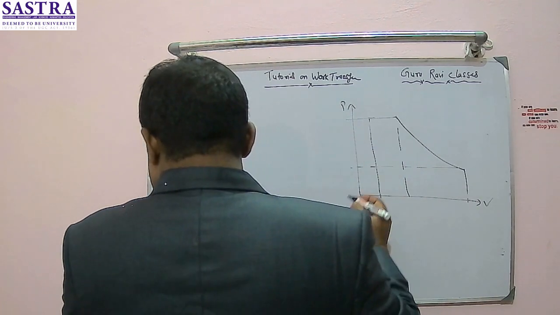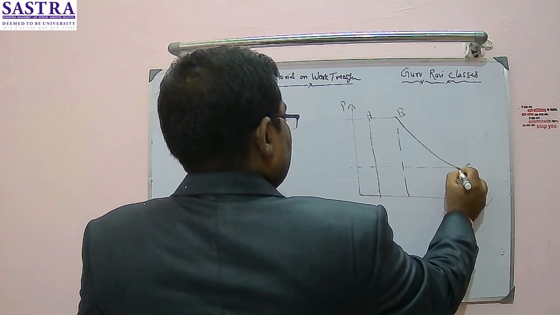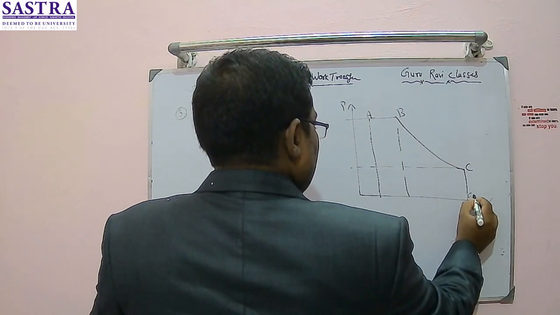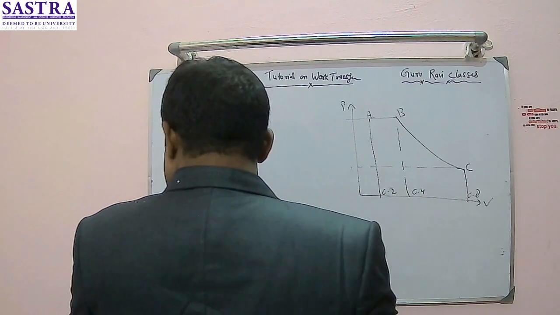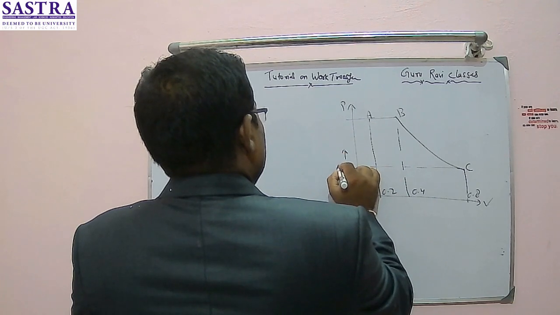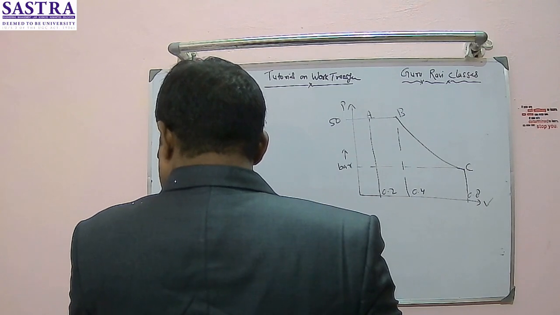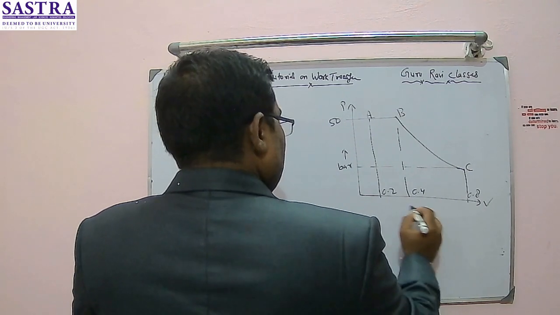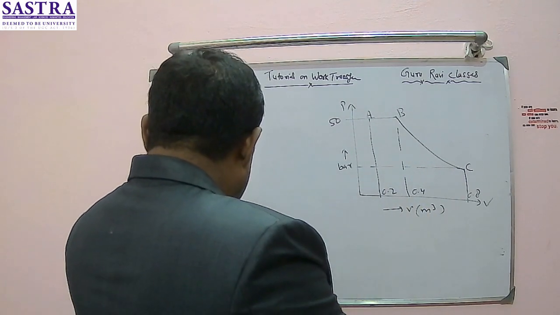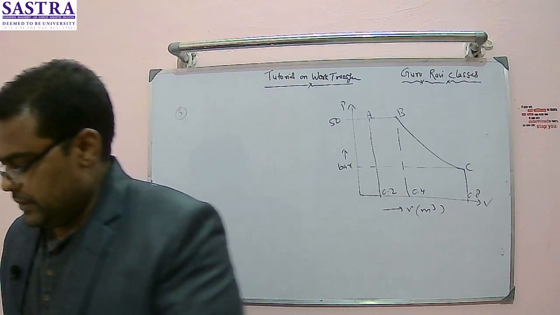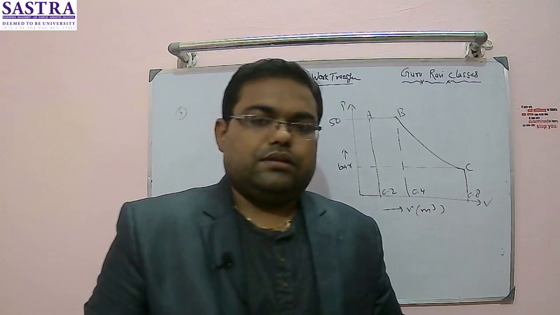So the process starts from A and goes up to B, then this point is C, and the volumes given are 0.8, 0.4, 0.2. Here pressure is given in bar, this pressure is 50 bar, right? And here the volume is in meter cube. So this is the variation. Determine the total work of the gas. So we need to calculate basically the total work of the gas.